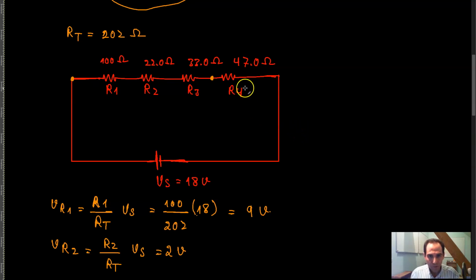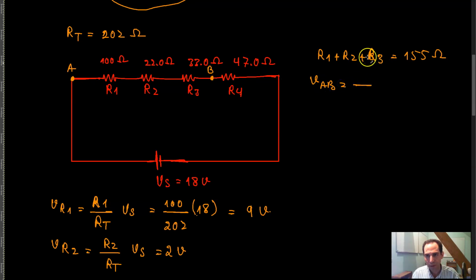Another way that you can solve the same problem is to take R1 plus R2 plus R3, the equivalent of these three resistors, which would be 155 ohms, right? And therefore V of AB, between point A and point B, would be equal to R1 plus R2 plus R3 divided by R of T in the circuit times V of S.